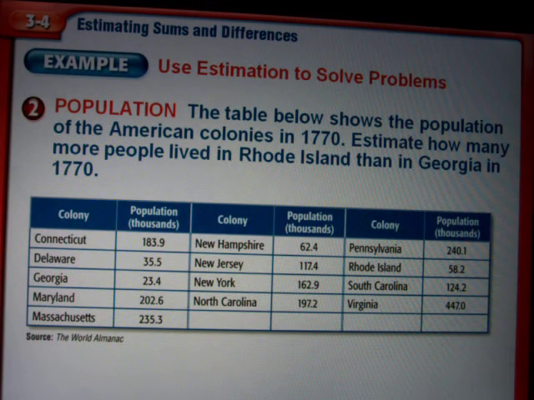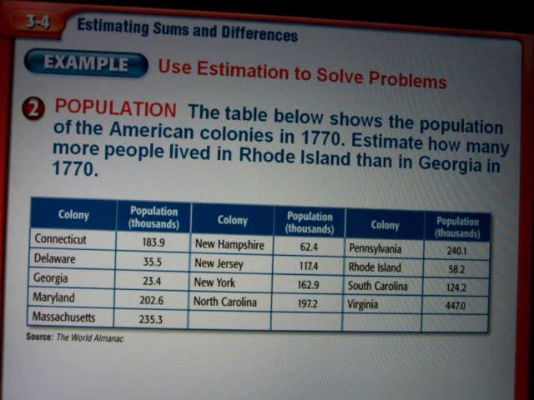So now we're going to the same colonies, the same year. We're going to estimate how many more people lived in Rhode Island than in Georgia in 1770. So Georgia has 23,004 and Rhode Island has 58,002.